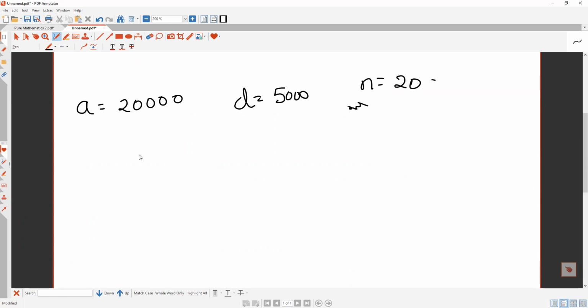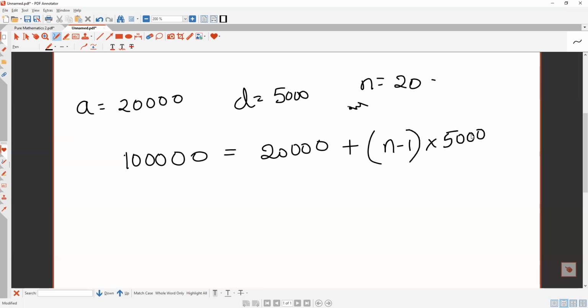Let's find a plus n minus 1 into d. What's your final value? 100,000 is equal to a plus 20,000, no? A plus n minus 1, not n. We need to find the value of n because we don't know at what year he started earning 100,000. n minus 1 into d. What is d? 5,000. Everyone do this. What do you get for n? 17. That means until the 17th year his profit was increasing. From the 18th, 19th and 20th year it was always 100,000.